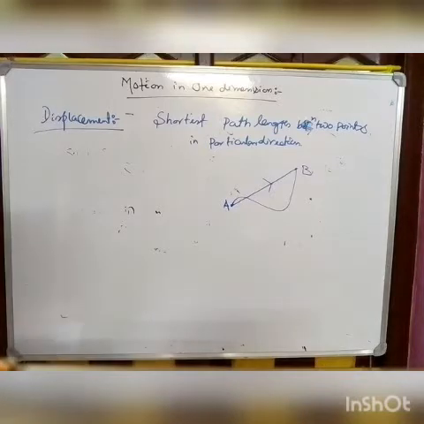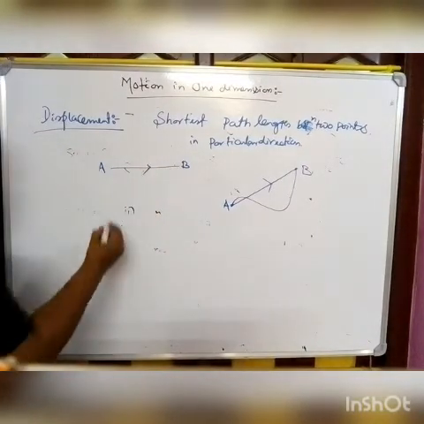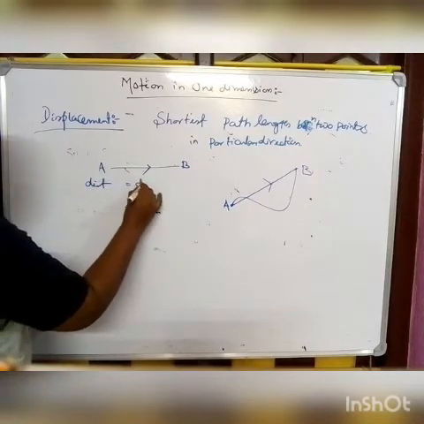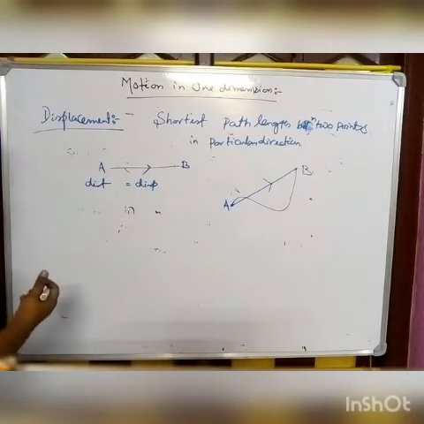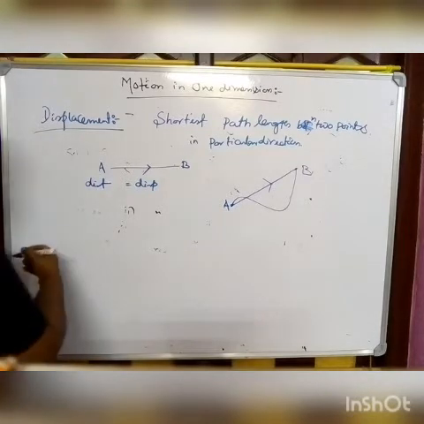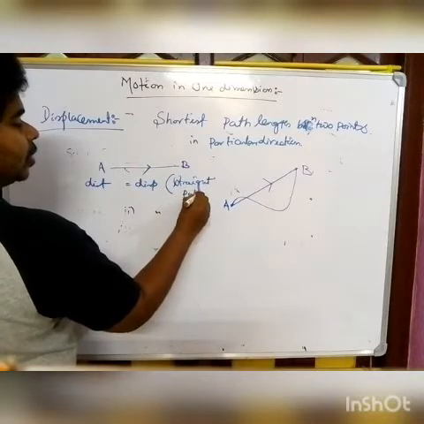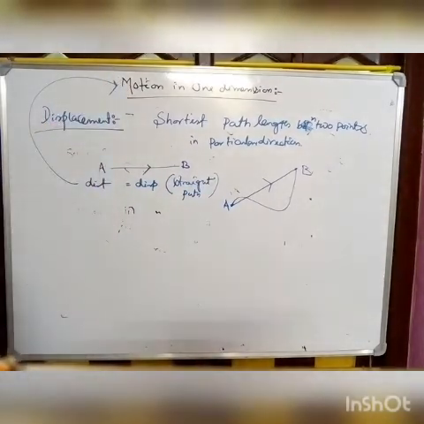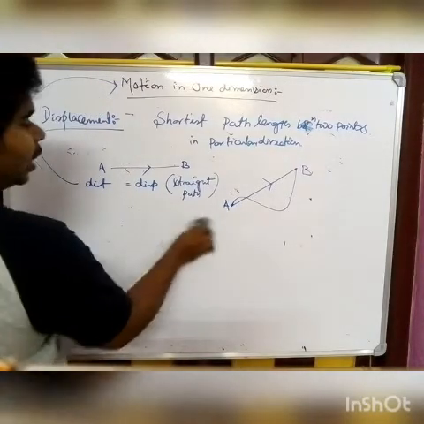Now if anyone goes from A to B in a straight line, then the covered distance and displacement will be the same. If a body moves in a straight line, distance and displacement will be the same. Clear? So if distance and displacement are the same, we can say the body moved in a straight path, and a straight path means one dimensional motion. So when we represent motion in one dimension, we can use either term, distance or displacement, because in straight line motion they are the same.